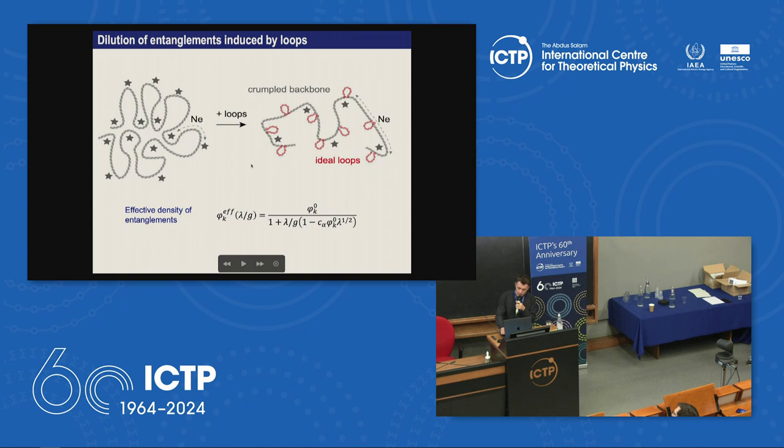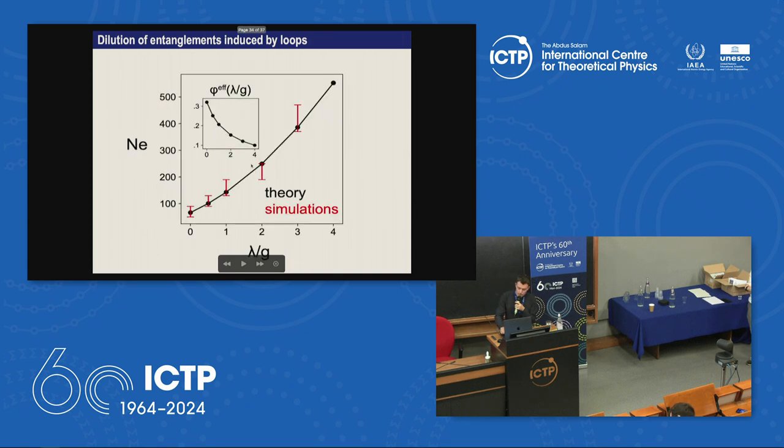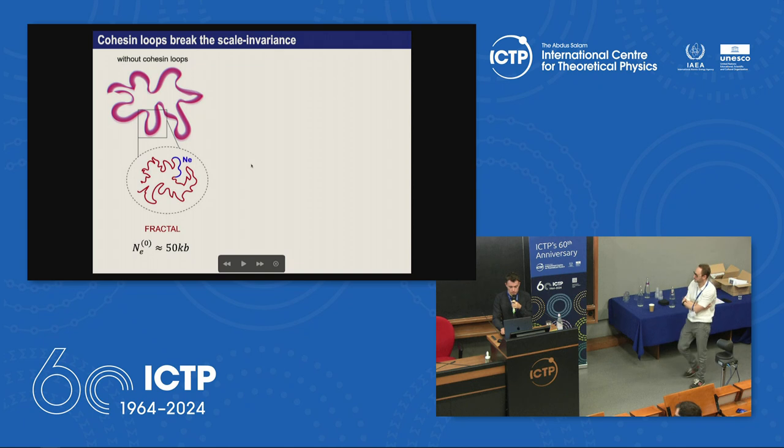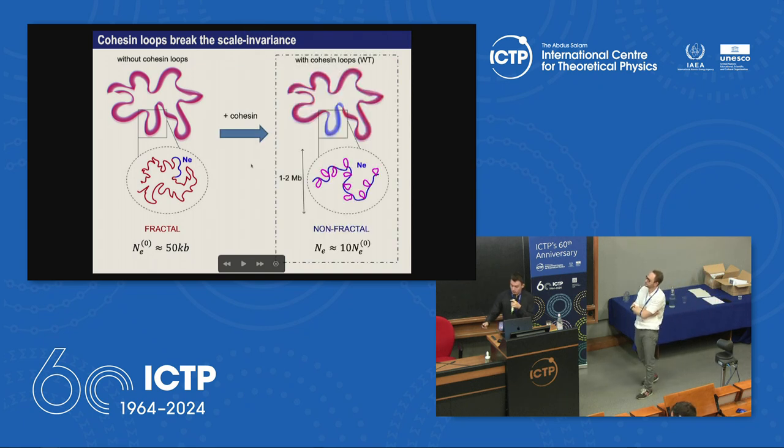We had a theory that connects the density of entanglements to the parameters, like loop density and volume density of a polymer. And we have a nice confirmation of our theory with computer simulations. Here you can see that for loop density 3, we have almost a 6-fold increase in the entanglement length of the chain.